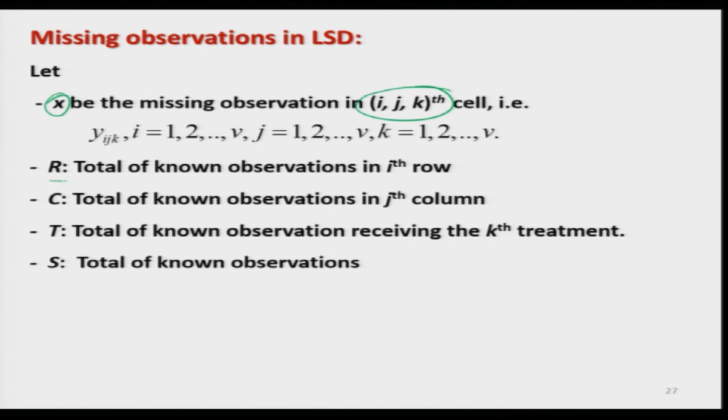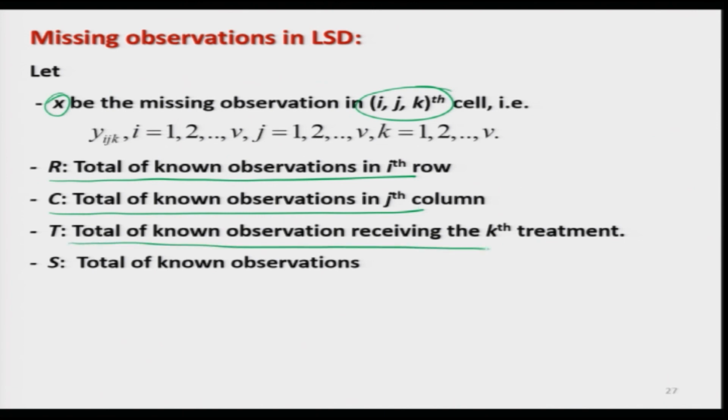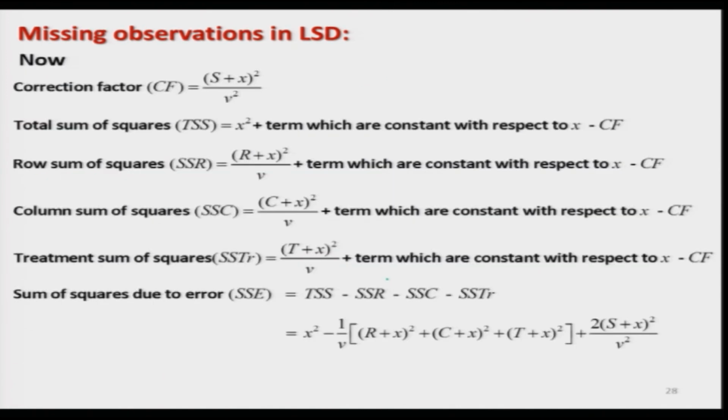So, R is going to be the total of known observations in the ith row, C is going to be the total of known observations in the jth column, and T is going to be the total of known observations receiving the kth treatment, and S is the total of known observations, right, the sum. Now you can simply define the correction factor here, (S plus x) whole square upon the number of observations, v square.